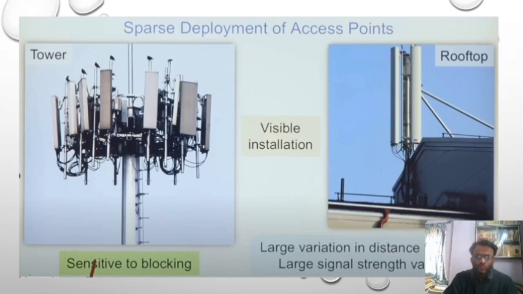The most common sparse deployment of access points is the mobile tower as well as rooftop mounting. As the cellular area is large, a large amount of power has to be transmitted from each access point to cover the total cellular area.